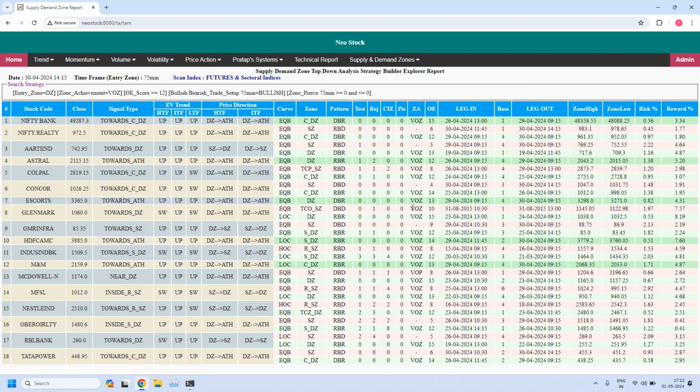So now 18 stocks are filtered. Currently, they are supporting the bullish trade setup for weekly income trade. Some stocks are near demand zones.